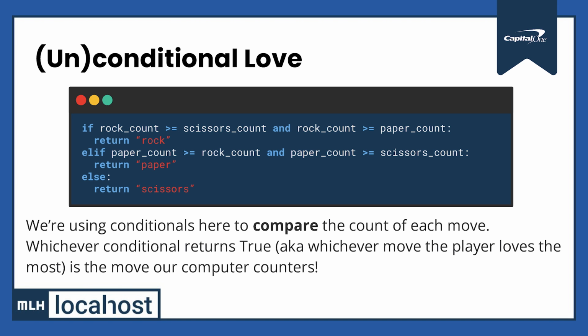Now, after the for loop is run, we use conditionals to compare the count of each move. Whichever conditional returns true, aka whichever move the player uses the most, is the move the computer counters. Pretty cool, right? Let's go and test our code and see if it works for real.